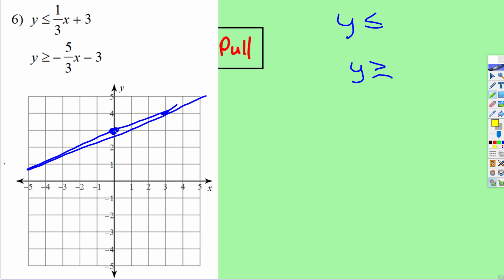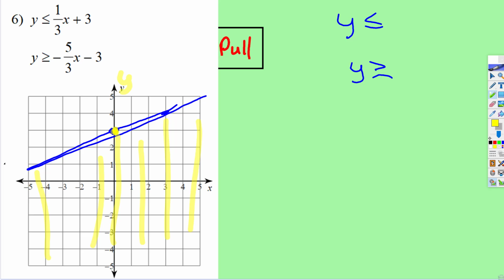Y is less than. So if you put your finger or a dot right there, and this is the y-axis right here, where do y's get smaller? So if you're at 3, where are y's smaller? Is 2 smaller than 3 or is 4 smaller? Well, down below. So you'd shade everywhere underneath there.